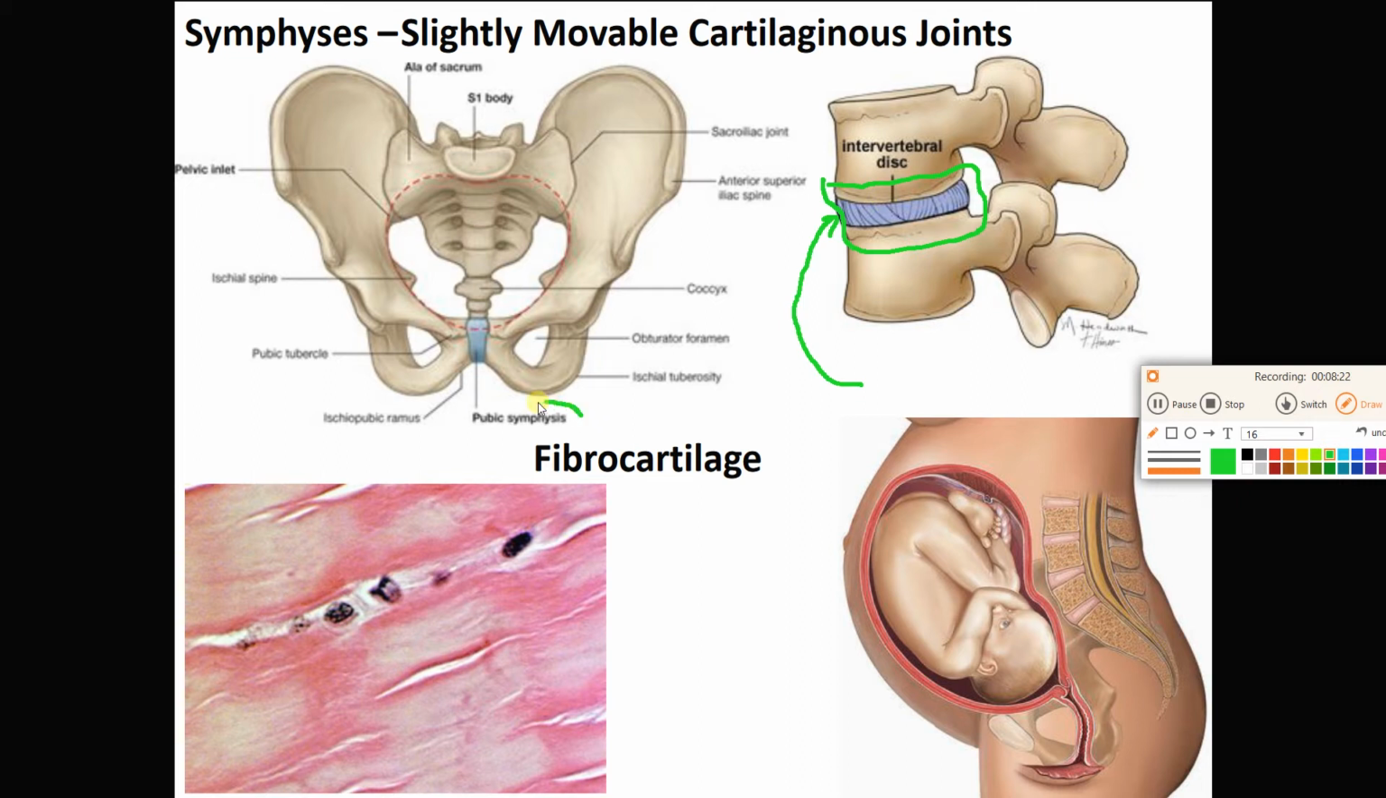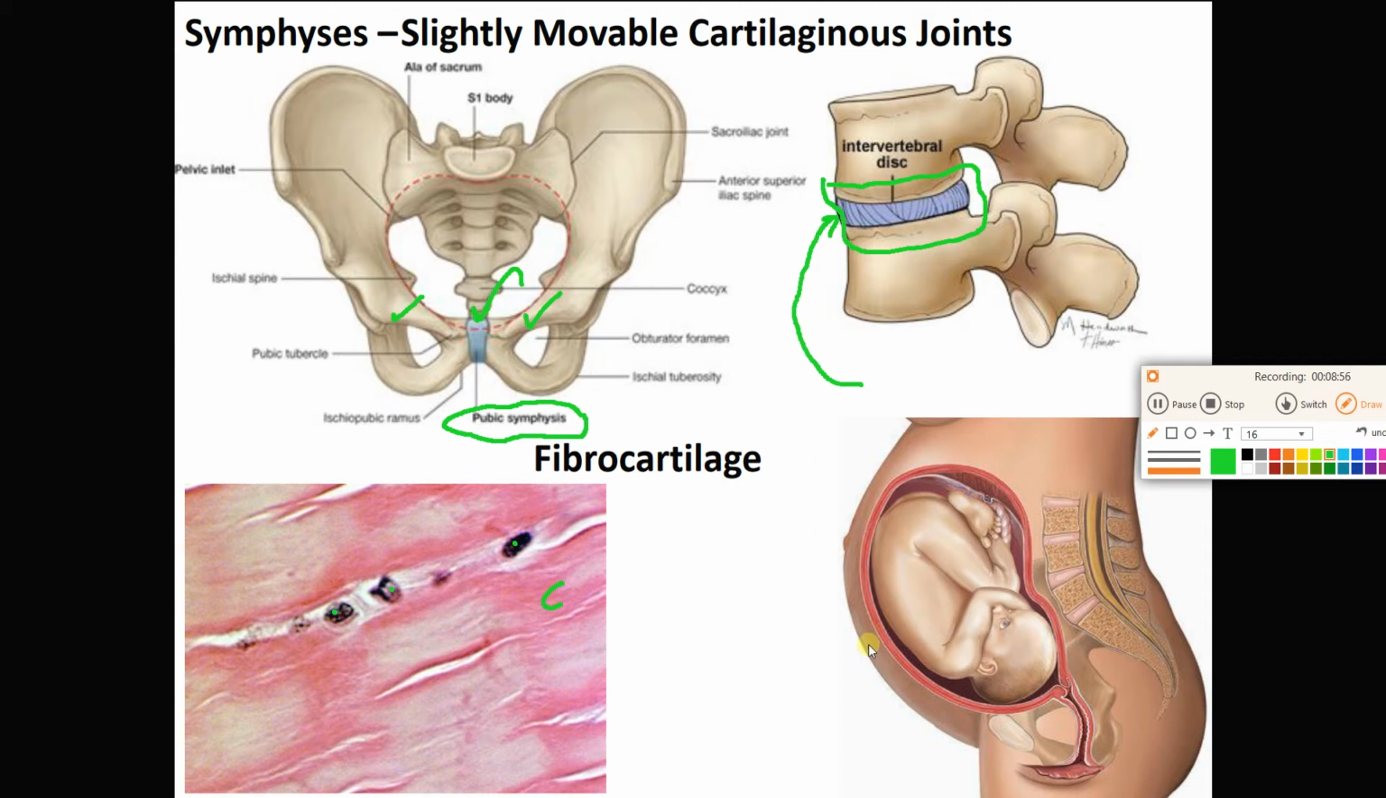There's also one called the pubic symphysis, which is the anterior joint between these two pubic bones here. So pubic bone, pubic bone. And these joints are strong because they have this fibrocartilage between them. Fibrocartilage is like hyaline cartilage, just with extra collagen. We see some down here. We see the pinkness of the collagen. We see some chondroblasts in there as well.